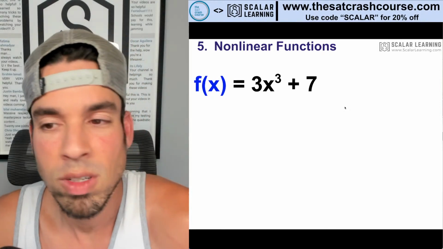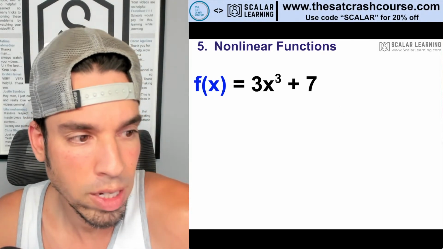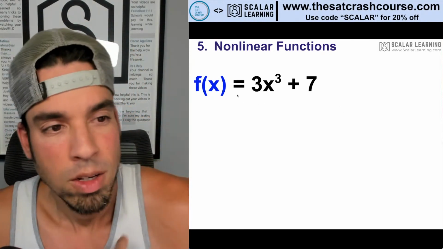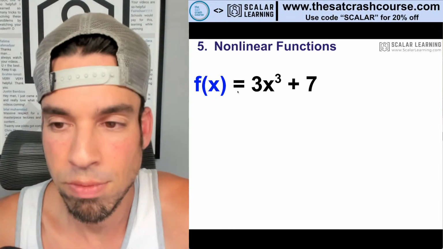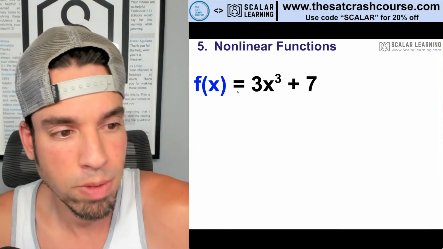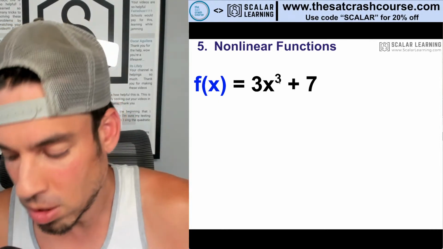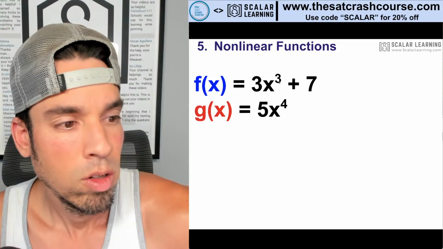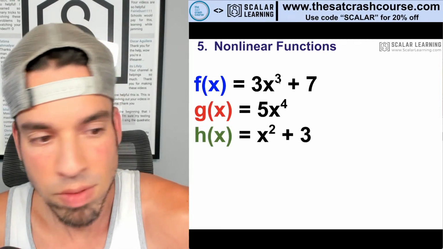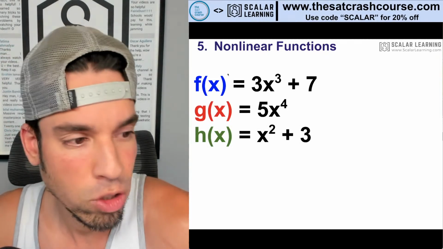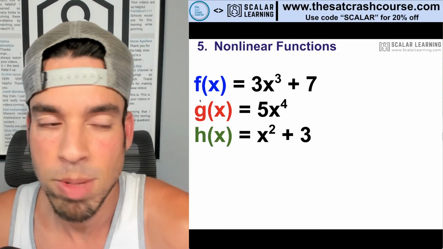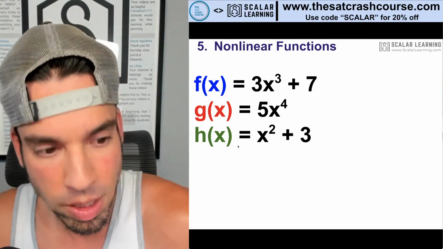Now we are on to nonlinear functions. Again, for the purposes of this test, nonlinear functions are anything with either a rational function or something with an exponent greater than 1. So x squared, x cubed, x to the fourth, etc. These are all different examples of nonlinear functions. And notice that function notation, right? The letter is arbitrary. It can be f of x, g of x, h of x, whatever it may be.